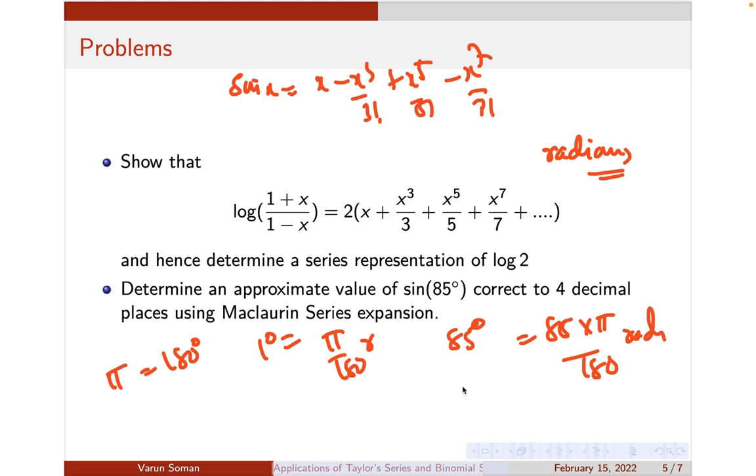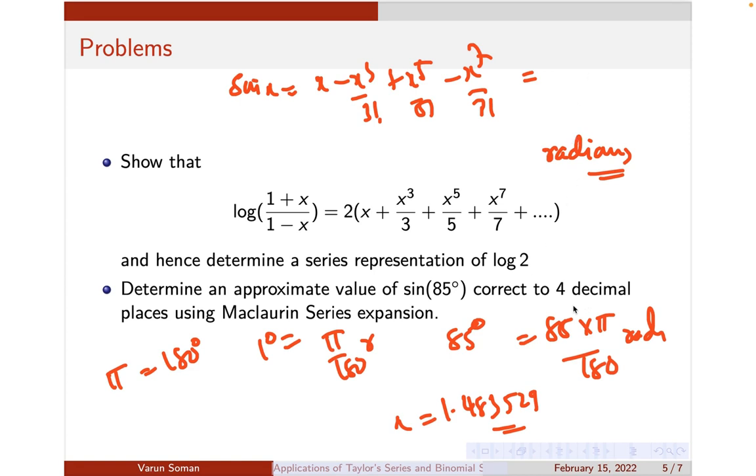Okay, so use your scientific calculator to find this value. It will be approximately 1.483529 if you use a calculator. So now this is the value of x. Substitute the value of this into this formula, x in this way, and you find the values. Okay, take the first few terms. So when you do the calculation, you will be getting the result.